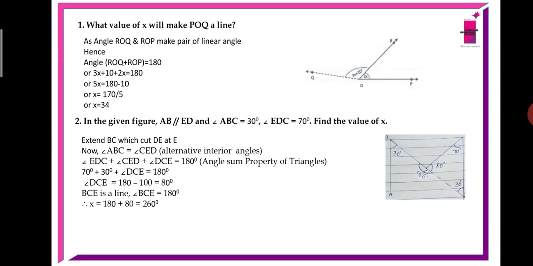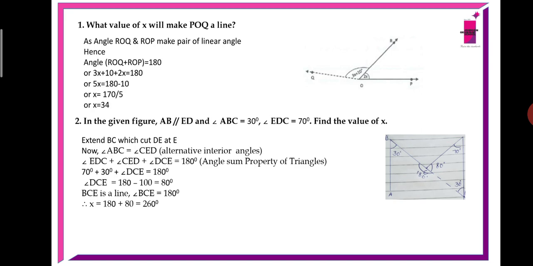First question: what value of x will make POQ a line? If POQ must be a line, then the sum of two adjacent angles must be 180 degrees. So as angle ROQ and ROP make a linear pair, angle ROQ plus ROP equals 180 degrees. That is 3x plus 10 plus 2x equals 180, 5x equals 180 minus 10. Then x equals 170 by 5, because 5, if you send it this side, becomes a division.